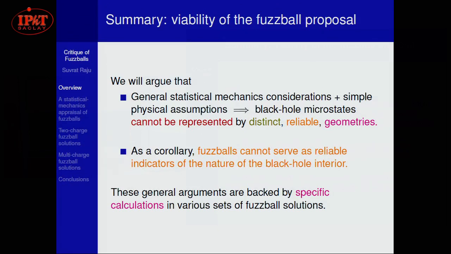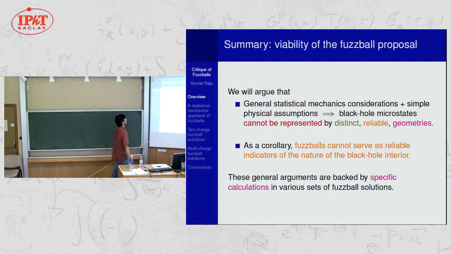I'm going to make some limited claims, but these are the claims I'm going to make. I'm going to say that if you look at general statistical mechanics considerations plus some simple physical assumptions, which I will outline, these suggest that black hole microstates, either a basis or typical states, cannot be represented by distinct reliable geometries, either in string theory or in supergravity. As a corollary, fuzzballs cannot serve as reliable indicators of the nature of the black hole interior. I'm not saying at all that fuzzballs are not good states to study in AdS/CFT, but the question I want to ask is whether they can serve as reliable indicators of the nature of the black hole interior, and I'm going to try and argue that they can't.